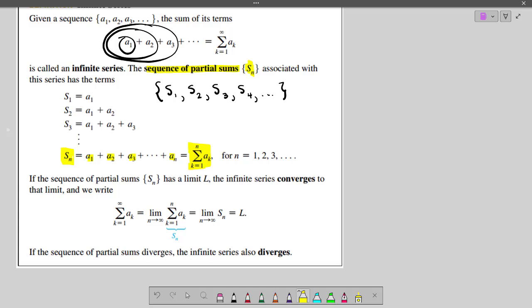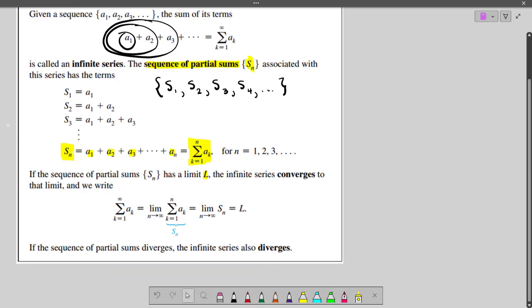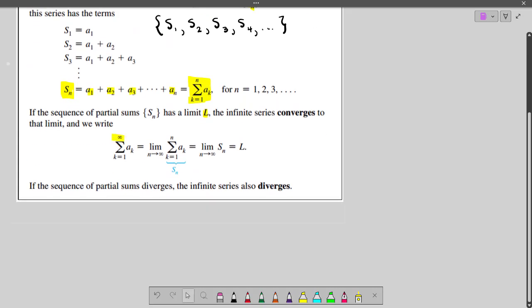And here is our conclusion. If the sequence of partial sums has a limit of L, then we say the infinite series converges to that limit, and we write the following things. So the infinite series will converge to L if the limit of the sequence of partial sums is L. So if the limit of S sub n is L, then the series converges to L, the series is equal to L, the value of the sum is L. You can say a whole bunch of different things that mean the same thing.